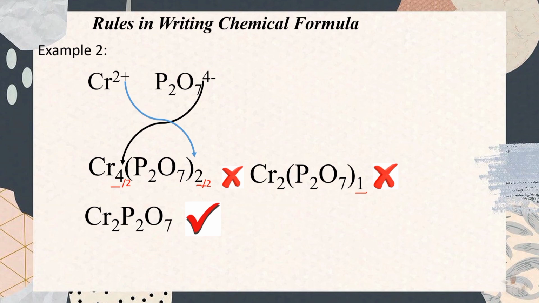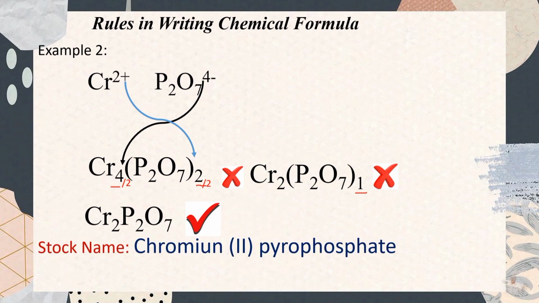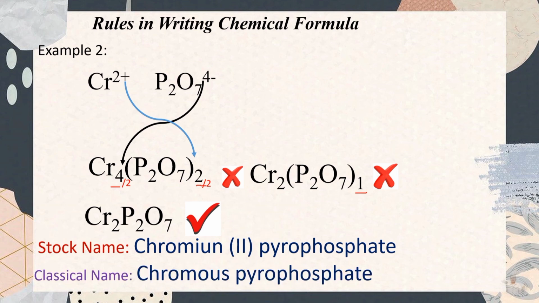The stock name of Cr2P2O7 is chromium 2 pyrophosphate. And the classical name is chromous pyrophosphate.